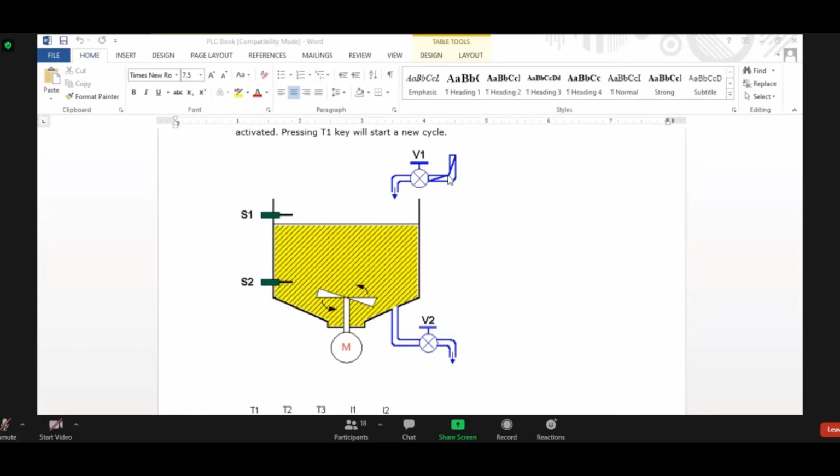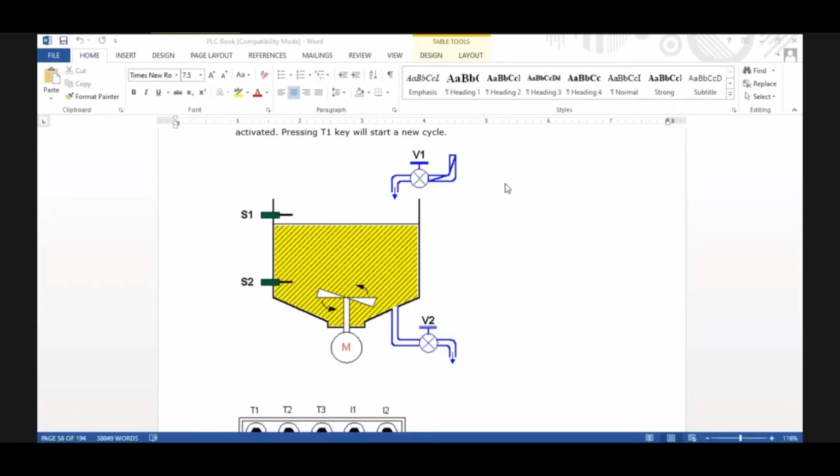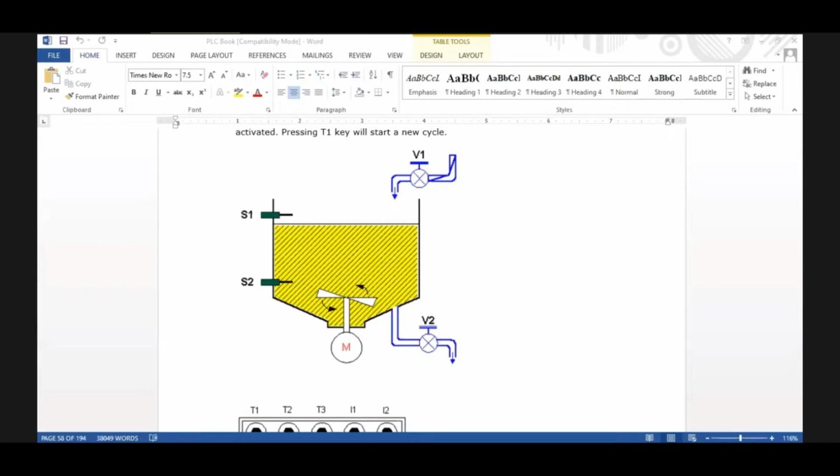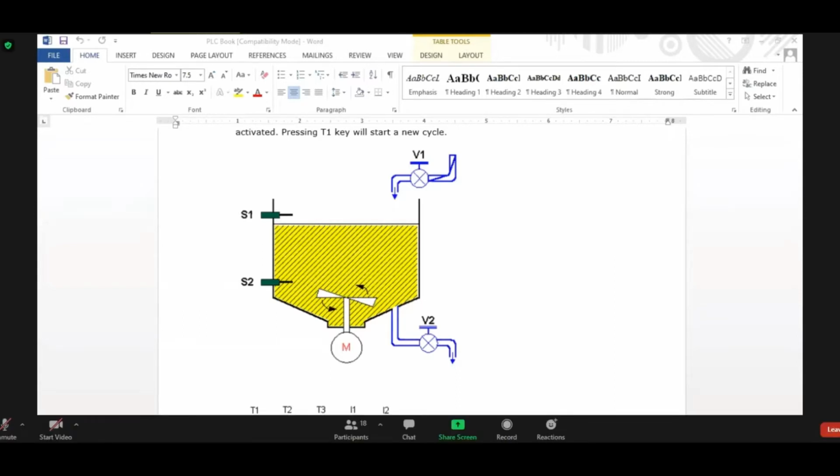All right, so let's go. First thing, I'm going to be writing what are my inputs and what are my outputs. I'm just going to be making some notes while we look at the diagram. So this is the diagram that we have here.